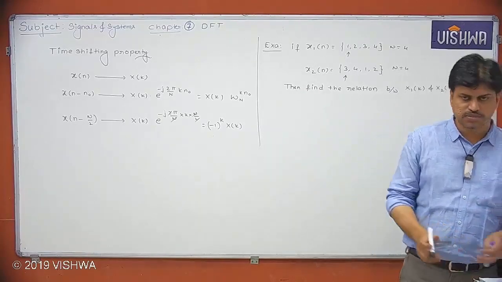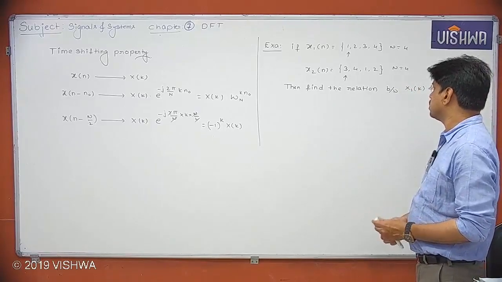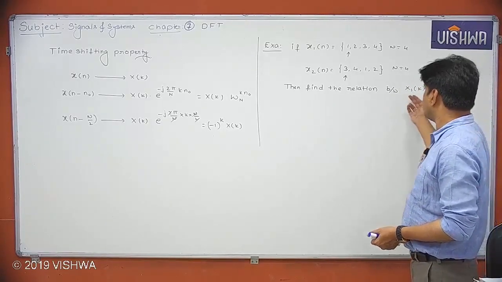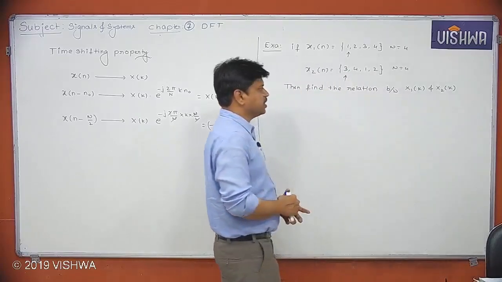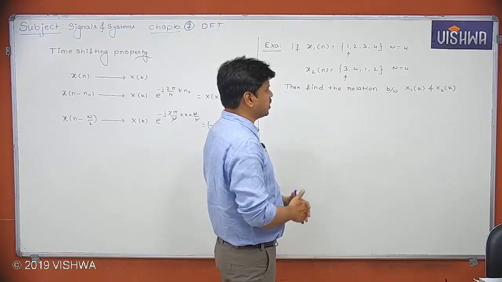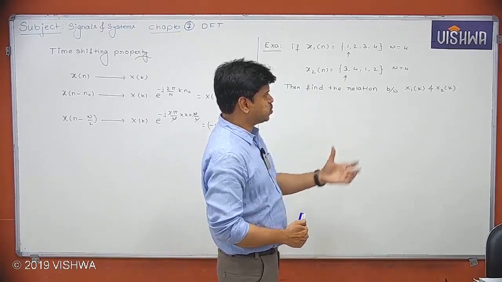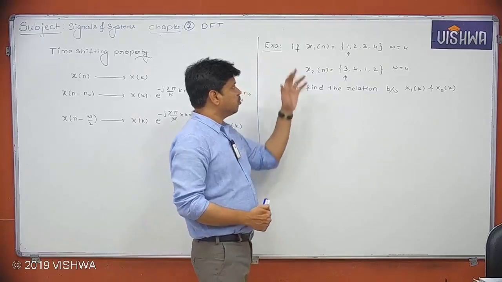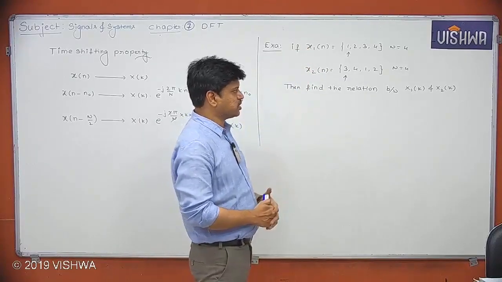Take this question. Here x1 of n has DFT x1 of k, and x2 of n has DFT x2 of k. Then what is the relation between x1 of k and x2 of k? To find it, first we have to see the relation between x1 of n and x2 of n. From that we can say what the relation is.